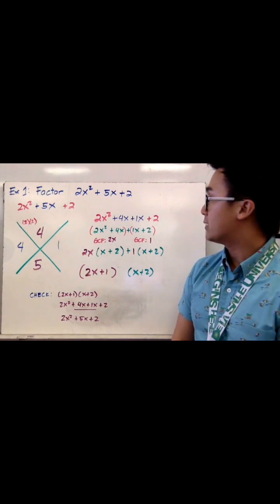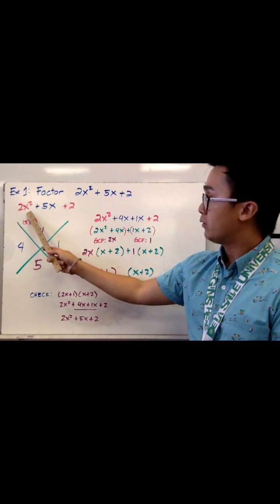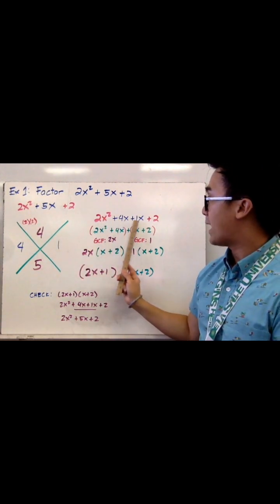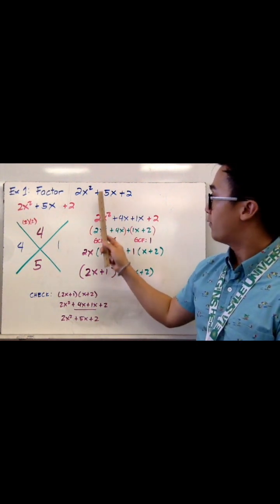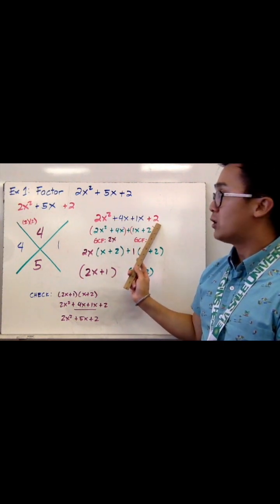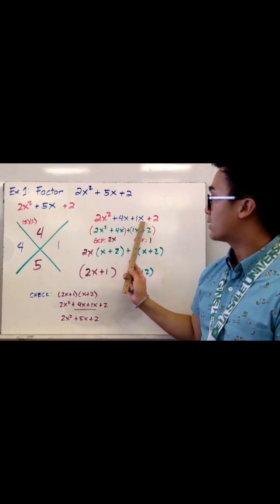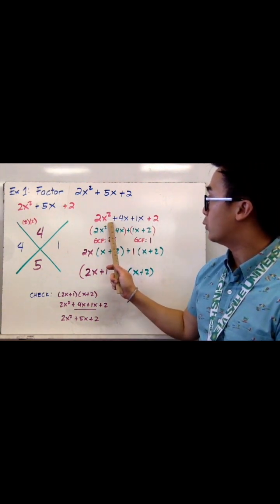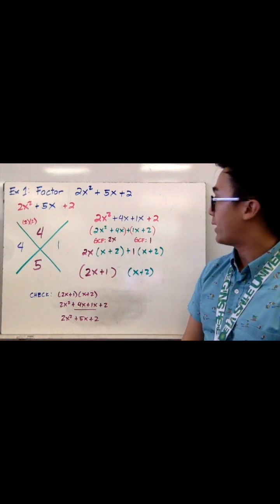The next stage is copying our original quadratic term, which is 2x squared, and then the new middle term will now be 4x plus 1x. So we're not going to use 5x anymore for the second stage. And the last term, we just copy from the original. So our new polynomial will be 2x squared plus 4x plus 1x plus 2. By factoring by grouping, we group the first pair, which is 2x squared plus 4x, and the second pair, which is 1x plus 2.